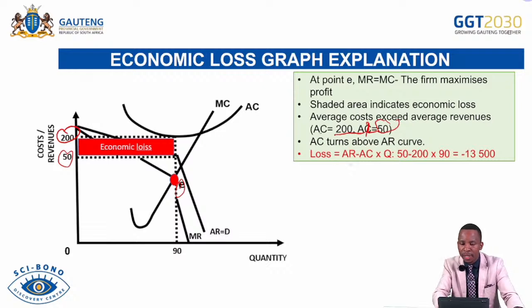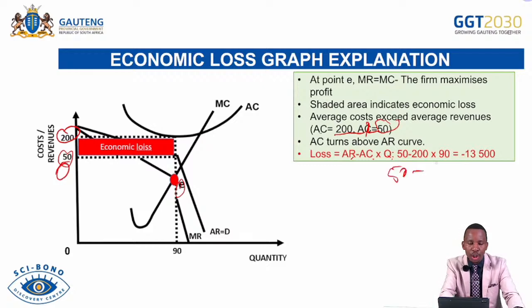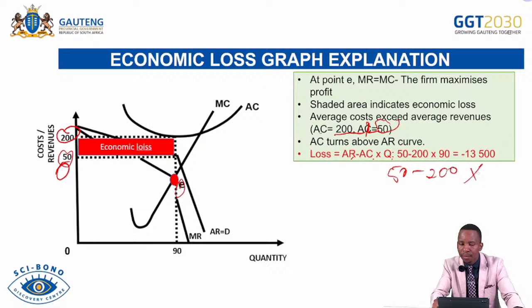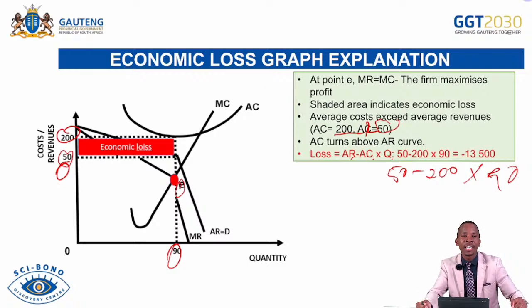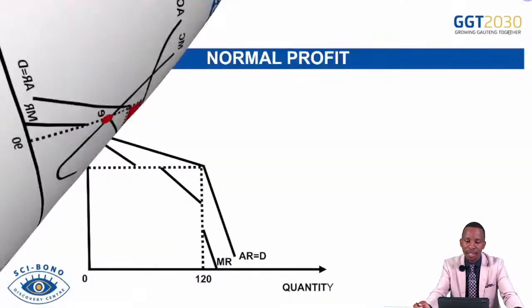Therefore, we will say loss equals AR minus AC times Q. How much is the value of AR? It is 50. So we say 50 minus 200, which will give us what? Negative 150 times 90, which is the output. And then that will give us negative 13,500. So the firm is operating at the economic loss of negative 13,500 because the revenues are lower than the cost of doing the business, or cost exceeds or is greater than revenues of doing the business.